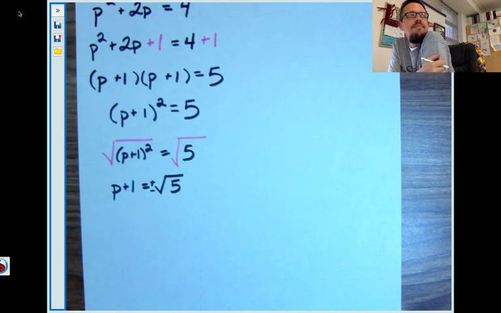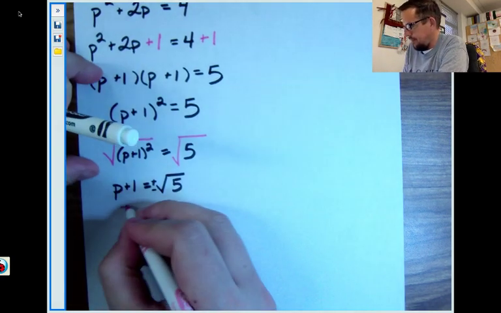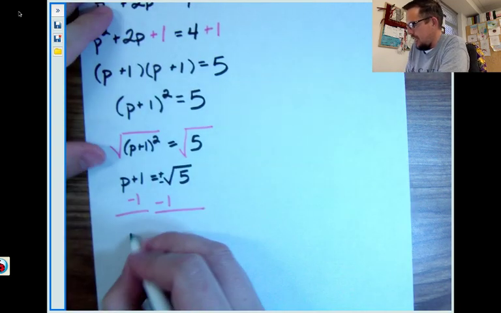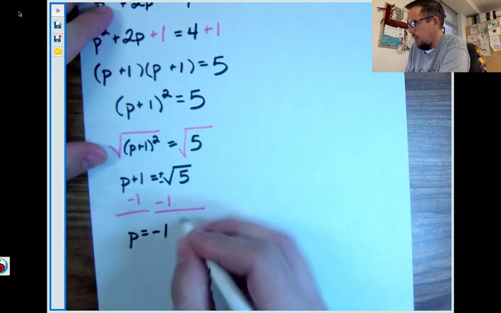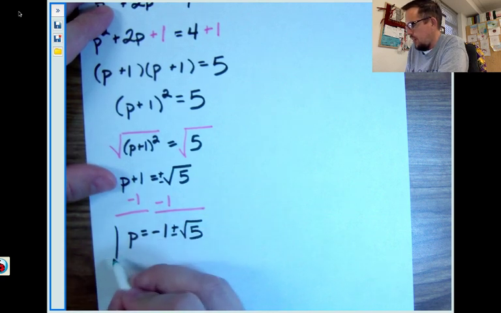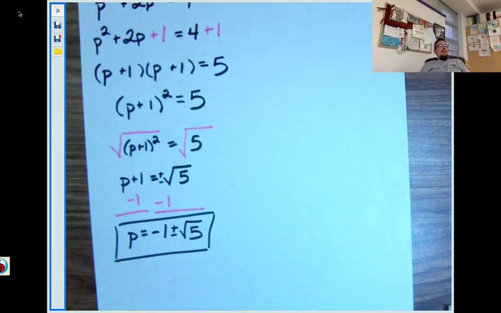Now what? Solve for p, right? Yep. Subtract 1. Subtract 1 on both sides. And I get p equals negative 1 plus or minus the square root of 5. Shazam!